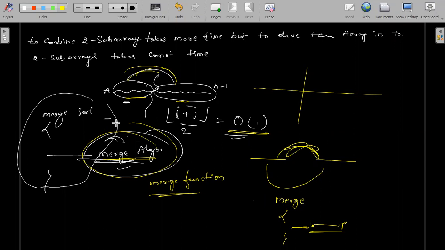Here exactly what I'm talking about: if n number of elements are there, it will take a constant to execute the merge algorithm, plus to compare, and there are n number of elements. Each and every element I have to compare. Again you have to merge it. It will take totally constant plus n. So finally, it will take n.